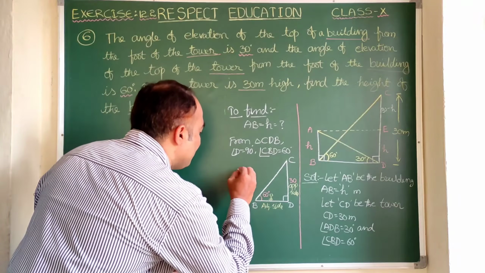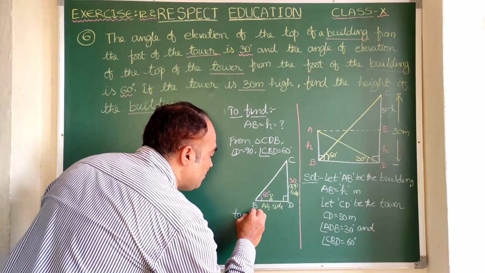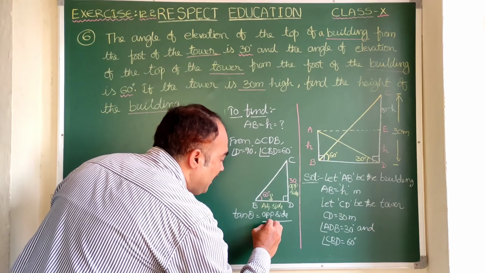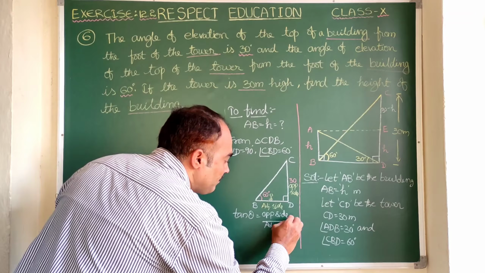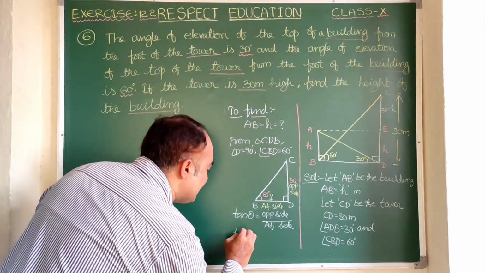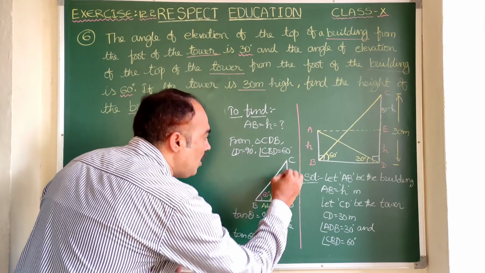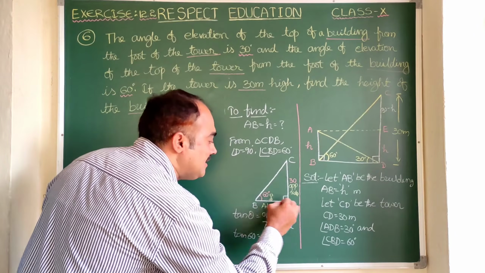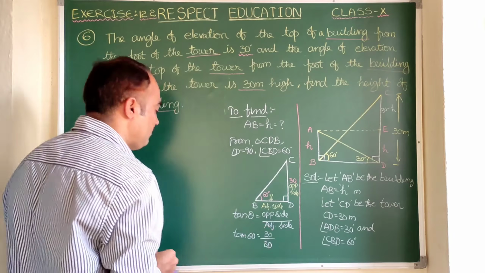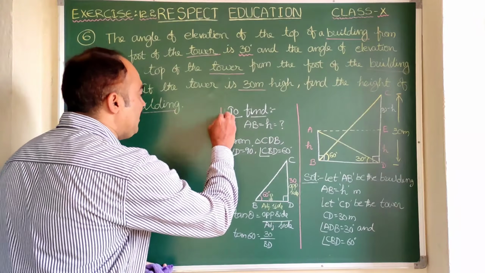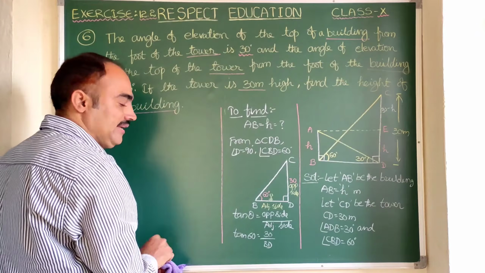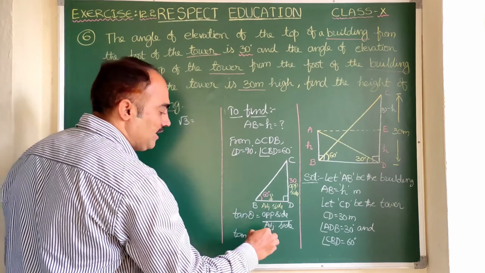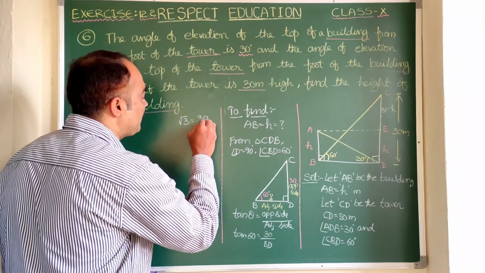So here I am taking tan 60 degrees equal to, first the tan theta formula, opposite side to theta by adjacent side to theta. Tan 60 is equal to the opposite side CD, that is 30, by the adjacent side BD. As we know, tan 60 value is root 3. Let us substitute there. So root 3 is equal to 30 by BD.